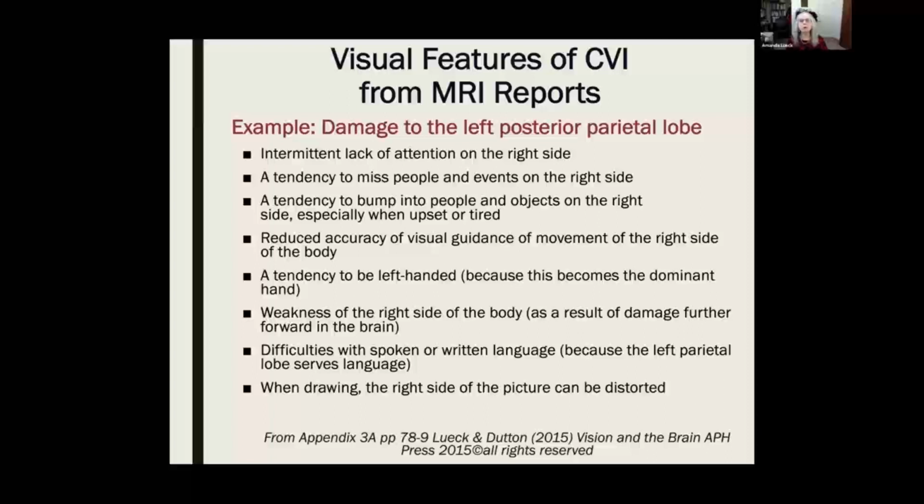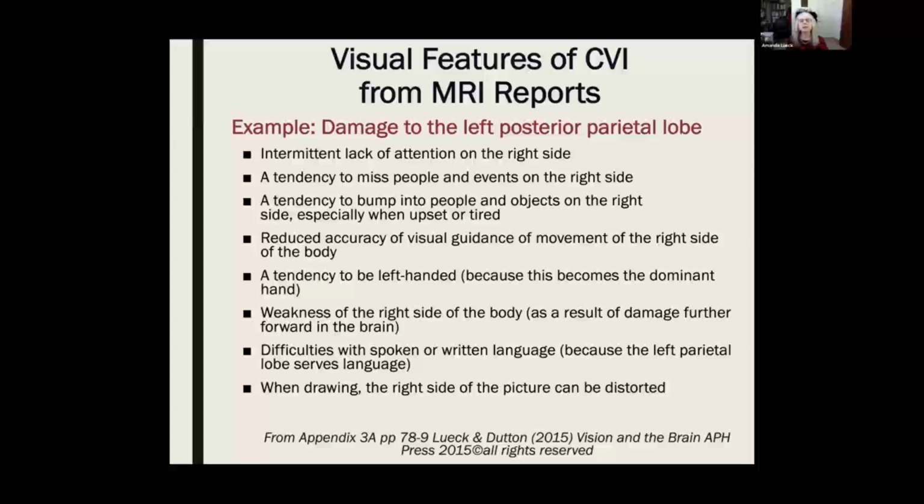If the MRI report shows damage to the left posterior parietal lobe, that's the lobe that's at the top of the brain, there can be intermittent lack of attention on the right side, a tendency to miss people and events on the right side, a tendency to bump into people and objects on the right side, especially when tired or upset, reduced accuracy of visual guidance of movement of the right side of the body, a tendency to be left-handed because this becomes the dominant hand, weakness of the right side of the body as a result of damage further forward in the brain, difficulty with spoken or written language because the left parietal lobe serves language.